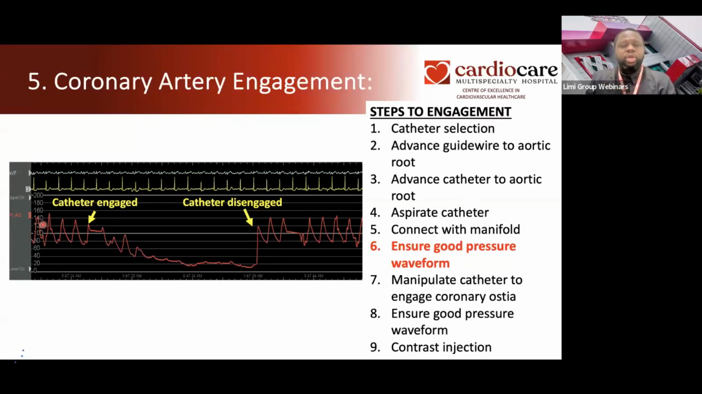So once you will now manipulate those catheters, I cannot teach that over Zoom. Sorry. If you want to come around to cardio care, I will oblige you.